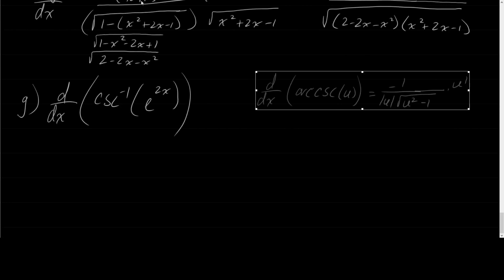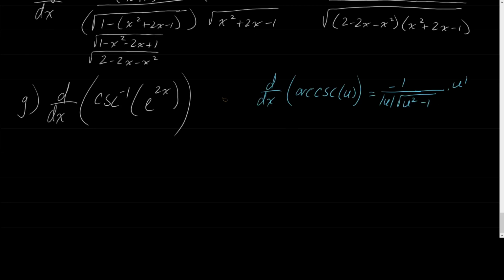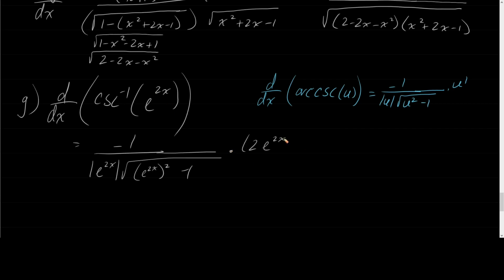All right. And I'll put it in blue because it's side work. All right, cool. Now, in here, let's apply that. So in here, the derivative, based on this formula, is going to be: our u is e to the 2x, right? So I have negative 1 over the absolute value of u, so the absolute value of e to the 2x, times the square root of u squared, so e to the 2x squared, minus 1, times u prime, so the derivative of e to the 2x, that's 2e to the 2x, right?